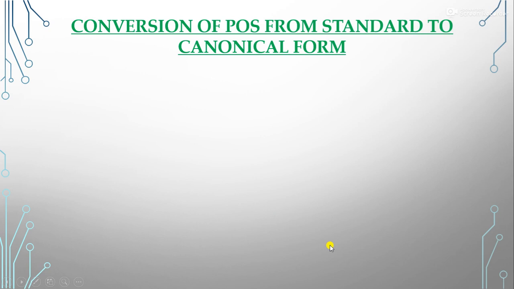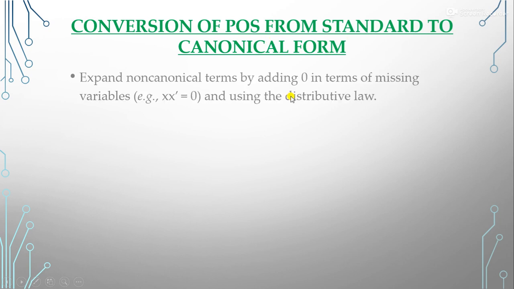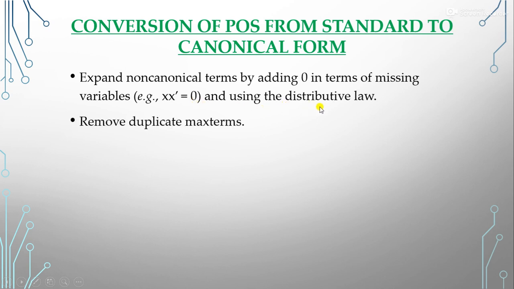Clear? Next, if we want to convert the POS from standard to canonical form, here you have to expand your non-canonical terms by adding 0, because here we have the POS. We can write x x' is equal to 0, and again we use the distributive law. After that we remove duplicate max terms, then we find the canonical form.